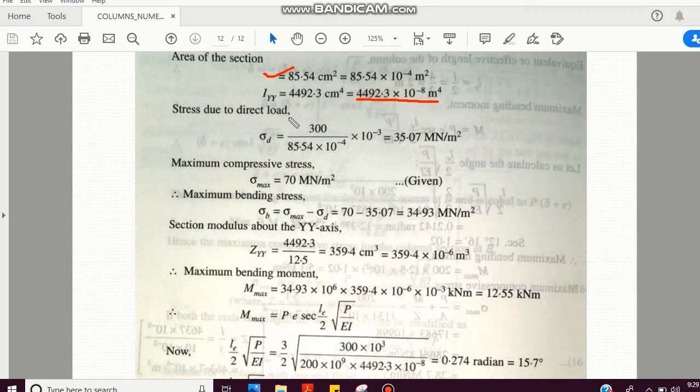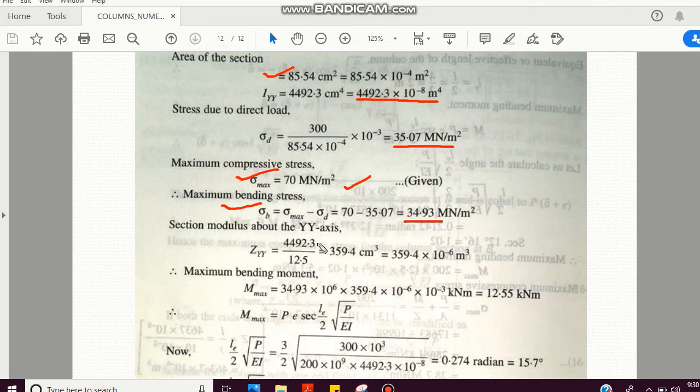The stress due to direct load is 300 by the cross sectional area, so that becomes 35.07 meganewton per meter square. The maximum compressive stress is 70 meganewton per meter square, which is given. So the maximum bending stress sigma b equals the maximum compressive stress minus the direct stress, that is 34.93 meganewton per meter square.